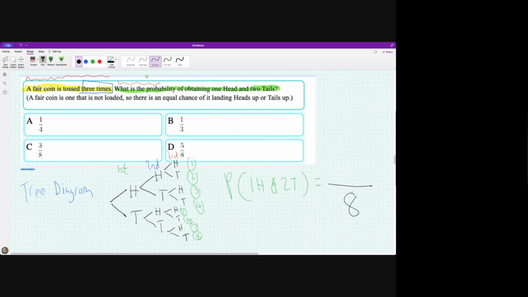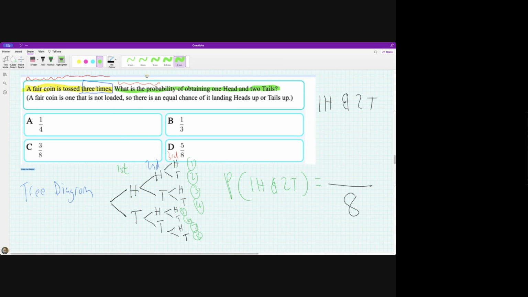Now, I want you to look on my tree. How many of them have the situation 1 head and 2 tails? If I look at my tree, how many of the journeys, there's 8 possible journeys, how many have 1 heads and 2 tails? And can you spot them? Let's go hunting.